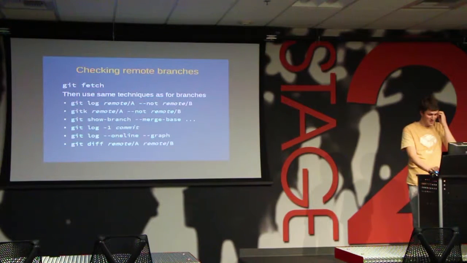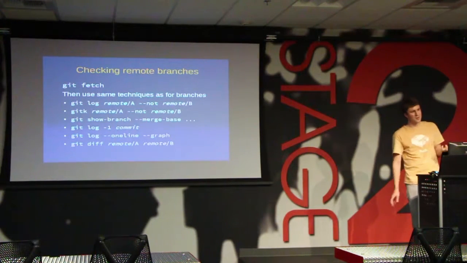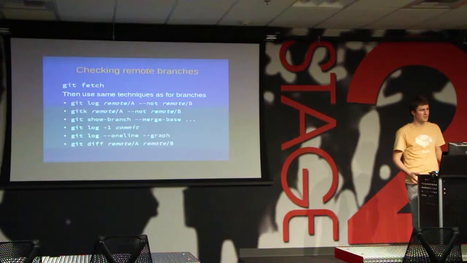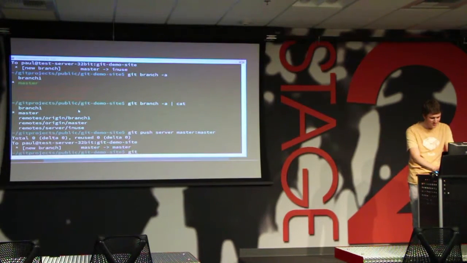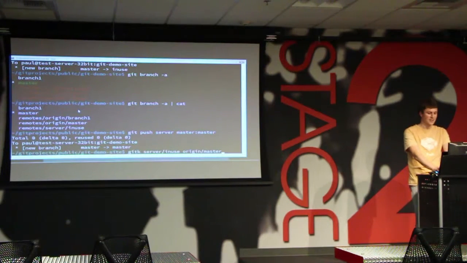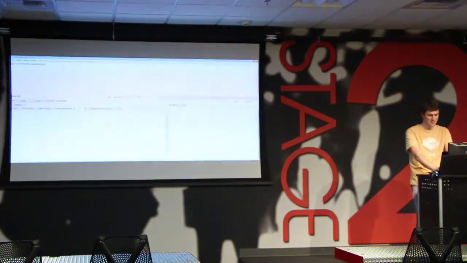You can use all the same tools that I showed you about the branches for making sense of what's on these different server branches. I'll just look at a couple of these, like just go straight to a gitk one. So if I do gitk and I want to compare, let's see what's on server in-use that's not on my GitHub master branch. Oops.